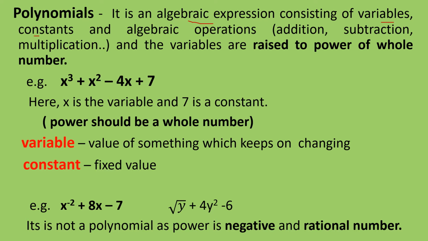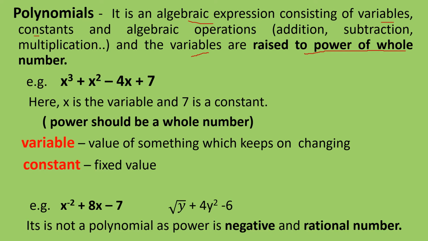But in case of polynomials, they are the same as algebraic expressions. They consist of variables and constants linked together by algebraic operations. But here it is written that the variables are raised to the power of a whole number. That means the power of the variable will always be a whole number: 0, 1, 2, 3 and so on. That means the power will always be positive or it can be 0. But in algebraic expressions, the power can be positive, negative, a fraction, or a rational number. So this is the main difference between a polynomial and an algebraic expression.